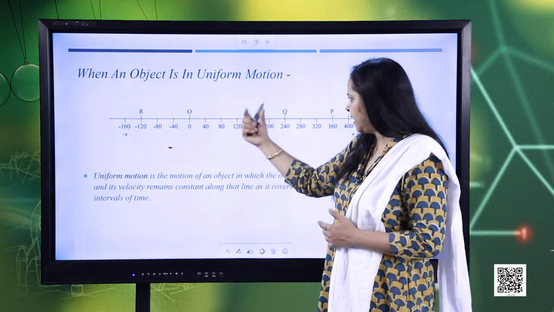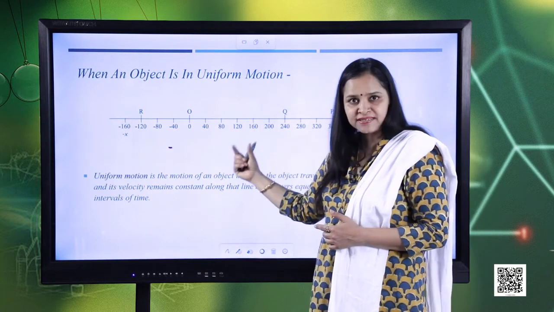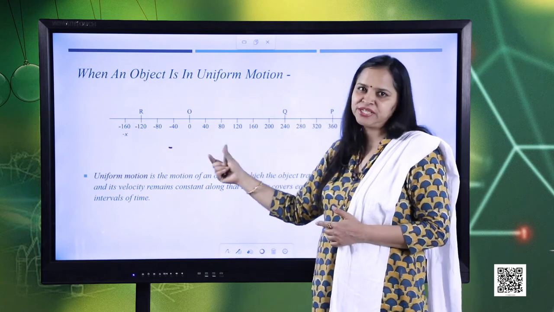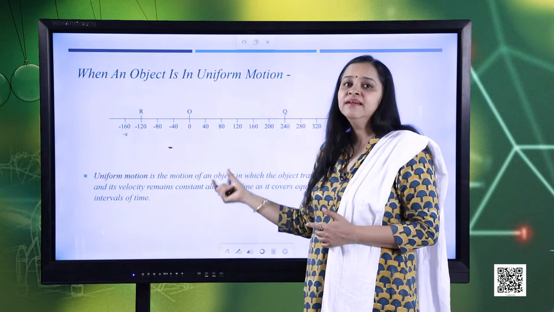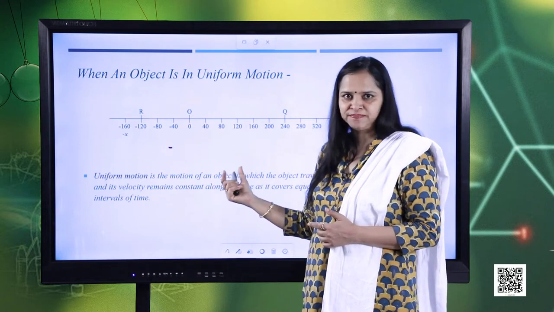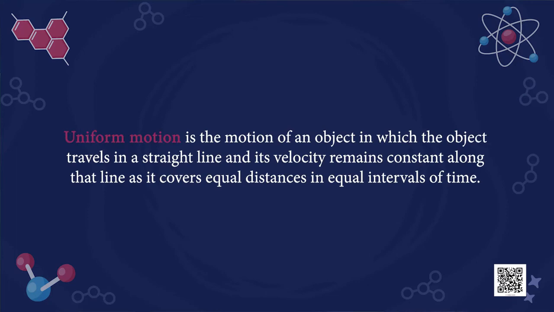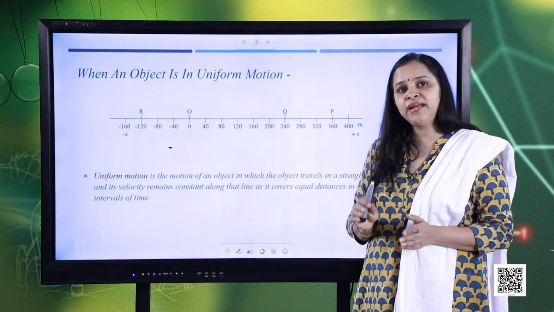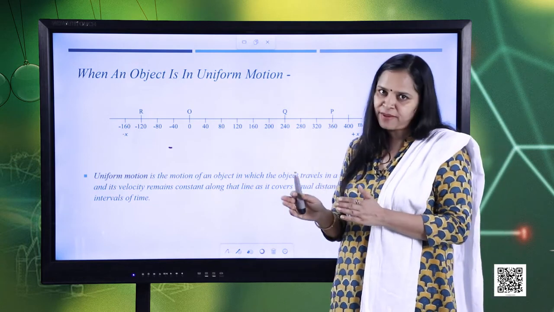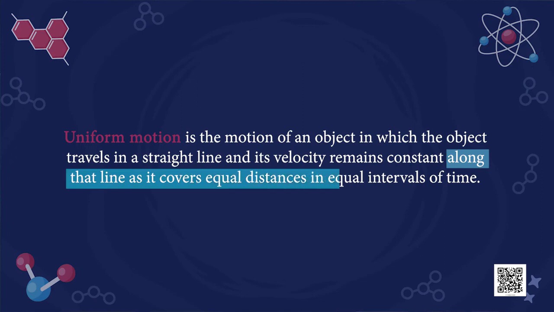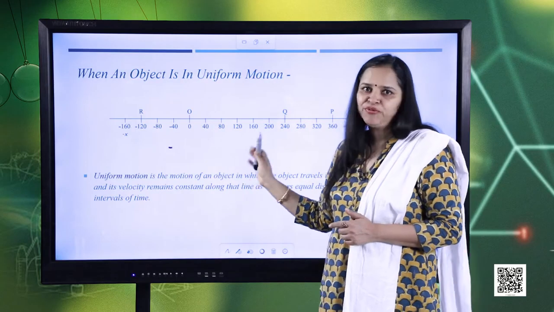I mean to say that every 40 meters of distance is travelled in the same duration of time, that is 1 minute. Then such a motion is called uniform motion. So again I repeat, a uniform motion is the motion of an object in which the object travels in a straight line and its velocity remains constant. When I say velocity, I mean its direction as well as its magnitude remains the same along that line, as it covers equal distances in equal intervals of time. So this is a situation of uniform motion.